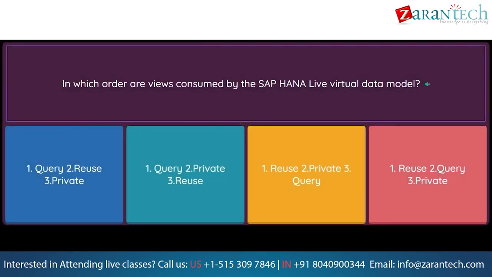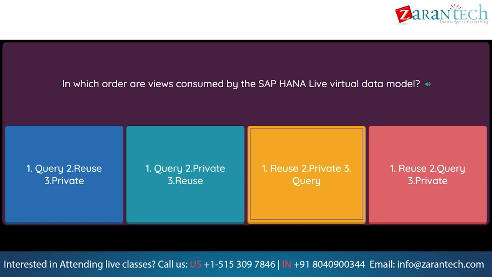Question: in which order are views consumed by the SAP HANA Live Virtual Data Model? Option 1: 1. Query, 2. Reuse, 3. Private. Option 2: 1. Query, 2. Private, 3. Reuse. Option 3: 1. Reuse, 2. Private, 3. Query. Option 4: 1. Reuse, 2. Query, 3. Private.